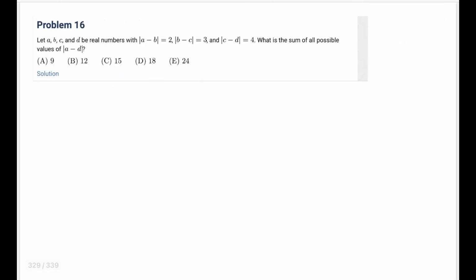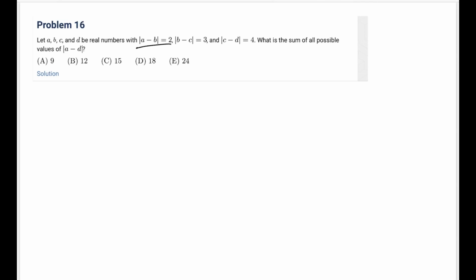Problem number 16. Let A, B, C, and D be real numbers with A minus B equals 2, B minus C equals 3, and C minus D equals 4, all with, what did you call these? Absolute values. Yeah, right. What is the sum of all possible values of the absolute value of A minus D?